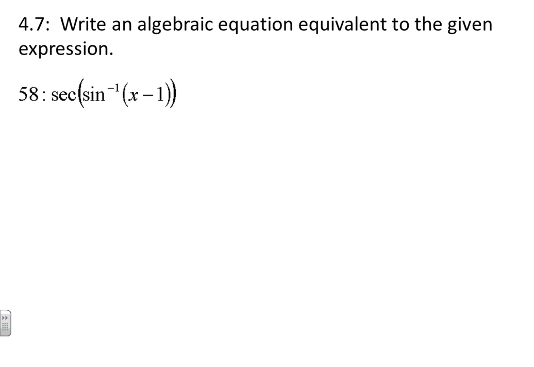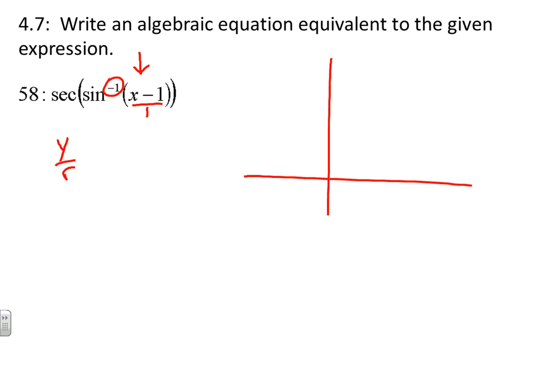How about this guy? Secant of sine inverse of x minus 1. Not only is this kind of yuck, because there's a variable here, but it's definitely yuck because I want it to be a ratio. Oh, okay, so my y on r ratio is x minus 1 to 1. Why in the first quadrant? Well, I don't know whether x minus 1 on 1 is positive or negative, so I just hope it works out if I put it in the first quadrant.